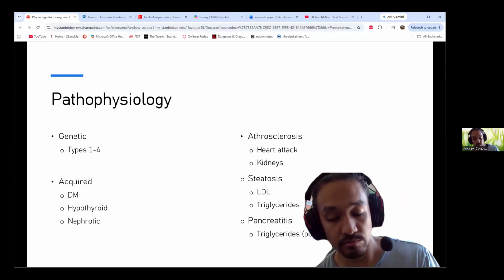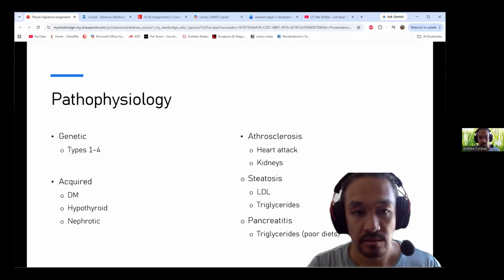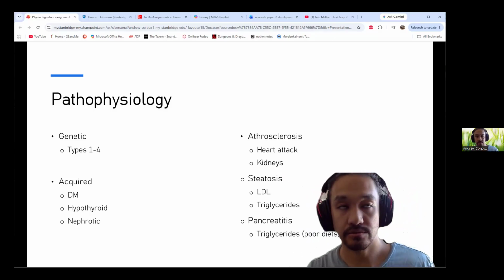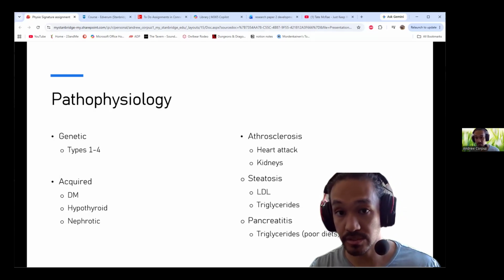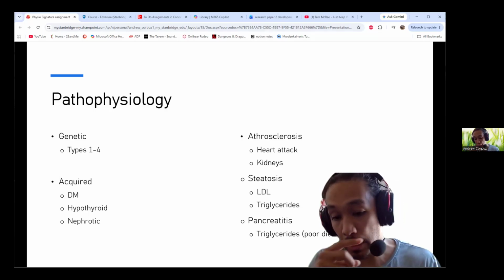And then when people have poor diets, which results in extremely high triglyceride levels, this can inflame our pancreas, which is also responsible for breaking down what we consume.